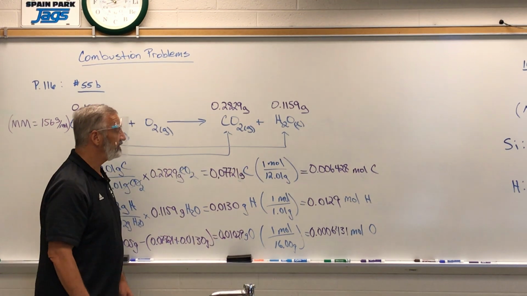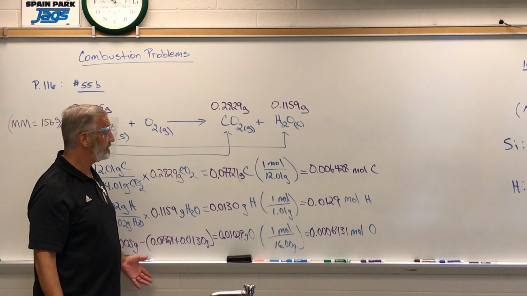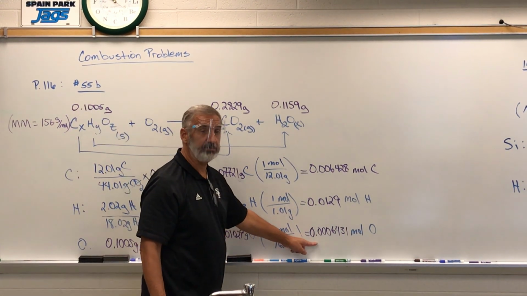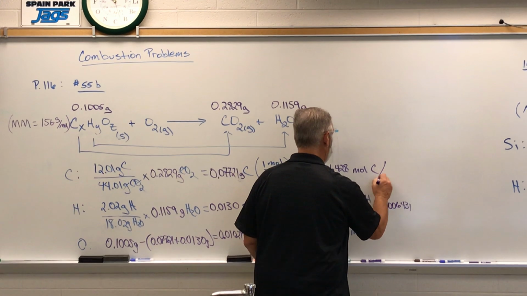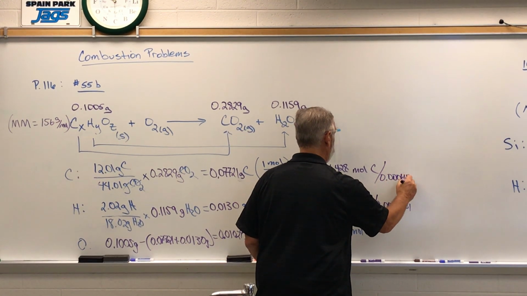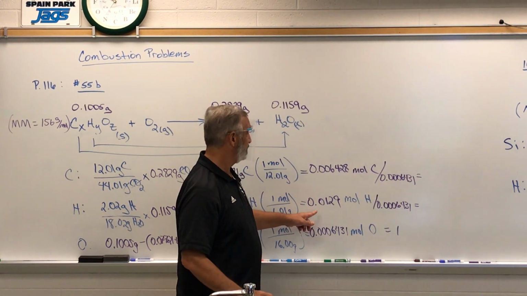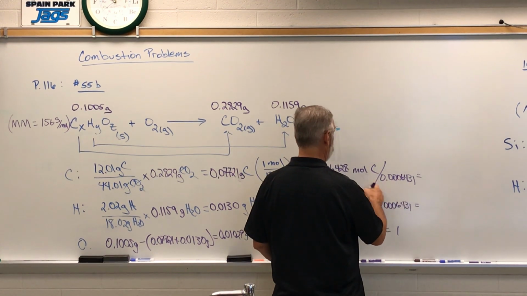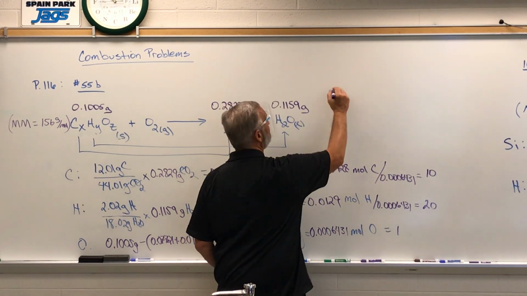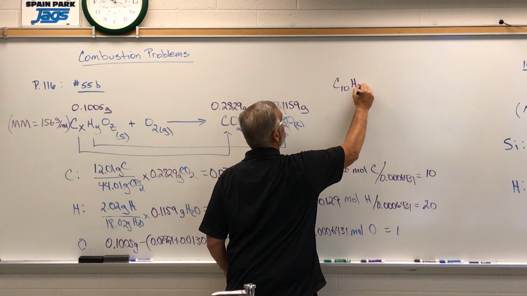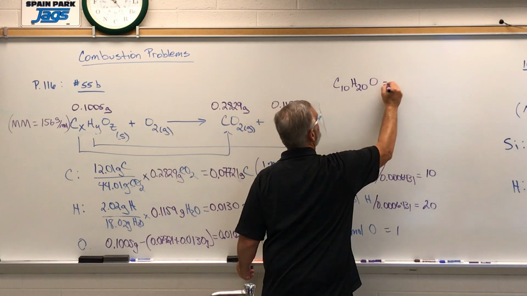Yeah. Okay? So now we have a mole ratio, but it's kind of a crazy looking one. We can't just look and see what it is. So we divide by the smallest one. Oxygen is the smallest one. So we're going to divide this by 0.0006431. This is going to equal 1. What do these equal? 20 and 10. So this one is 10. This one is 20. So our empirical formula is C10H20O1. Okay? So that's equal to my empirical formula.